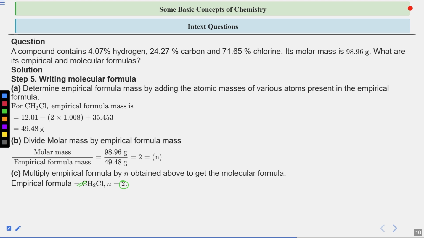So carbon has 1 as the coefficient, so 1 multiplied by 2 will give you 2. Hydrogen has 2 as the coefficient, so 2 multiplied by 2 will give you 4. Chlorine again has 1 as the coefficient, so 2 multiplied by 1 will give you 2. So your final molecular formula is C2H4Cl2. Is it clear? So this is the way you can calculate the molecular formula.